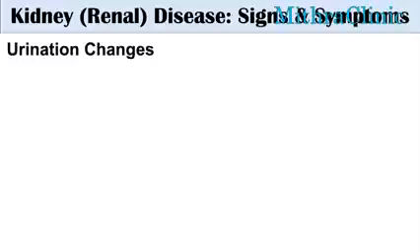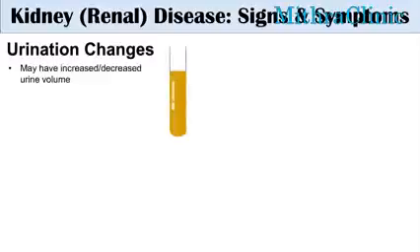This makes sense. If there's an issue with the kidneys, we can have urination changes. Sometimes we may see increased or decreased urine volume. In some kidney conditions, we can see increased urination or increased urine volume. Patients may experience more frequent trips to the washroom, so they have to urinate more frequently. And in some more advanced stages of kidney disease, we often see decreasing urination or decreased urine volume.